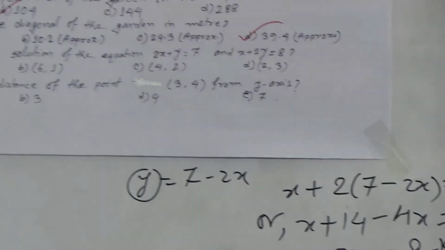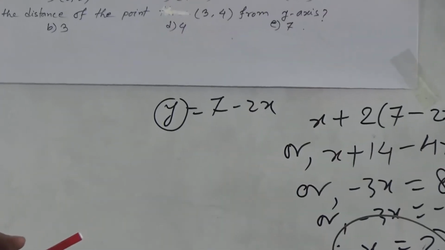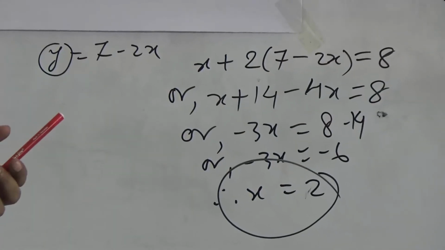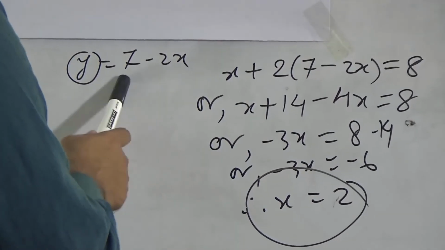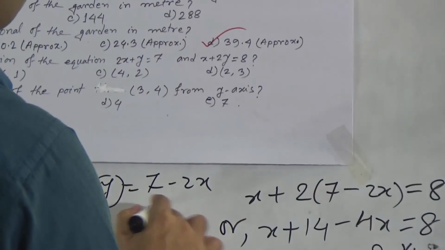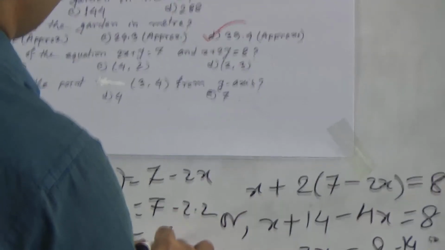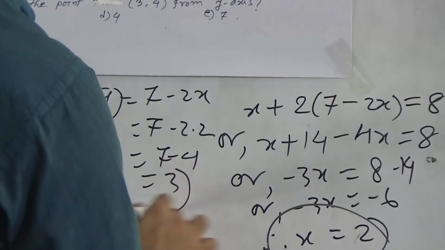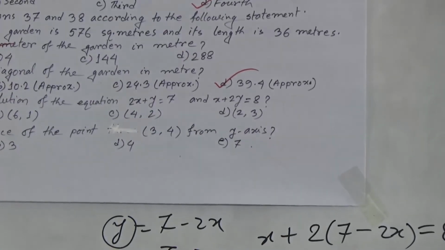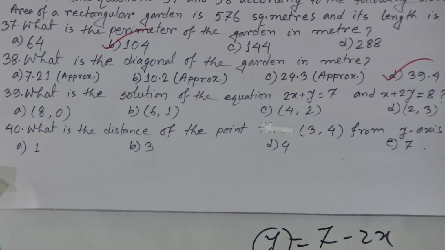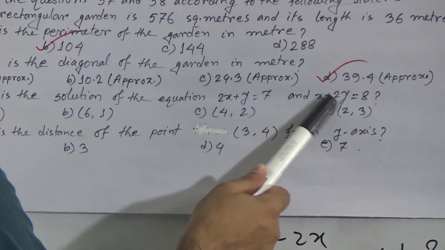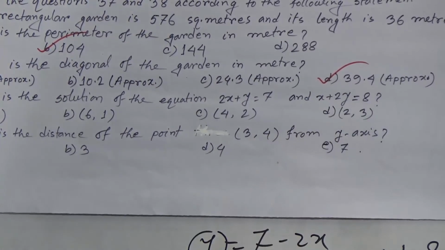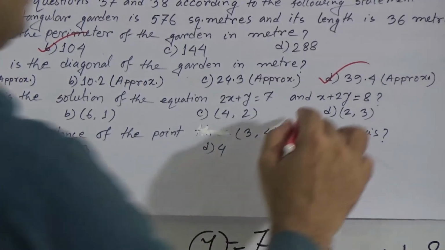Now if we put 2 here, we will get the value of y. If we put x equal to 2, 2 twos are 4. Now subtract: 7 minus 4 will be 3. So the value of y is 3. It means (2, 3) will be the solution. Now you can check here: 2 twos are 4 and 3 is 7. Here 2 and 6 will be 8. So we can say our answer is D for question 39.